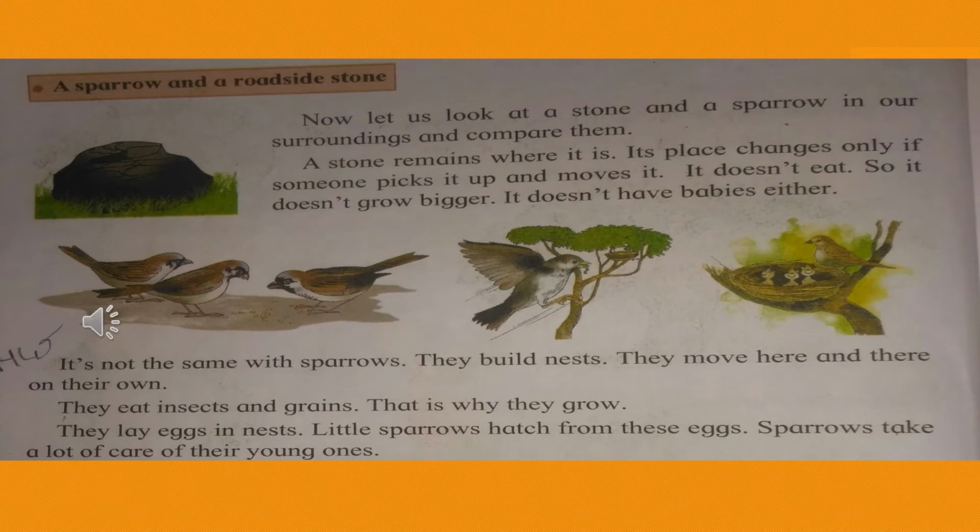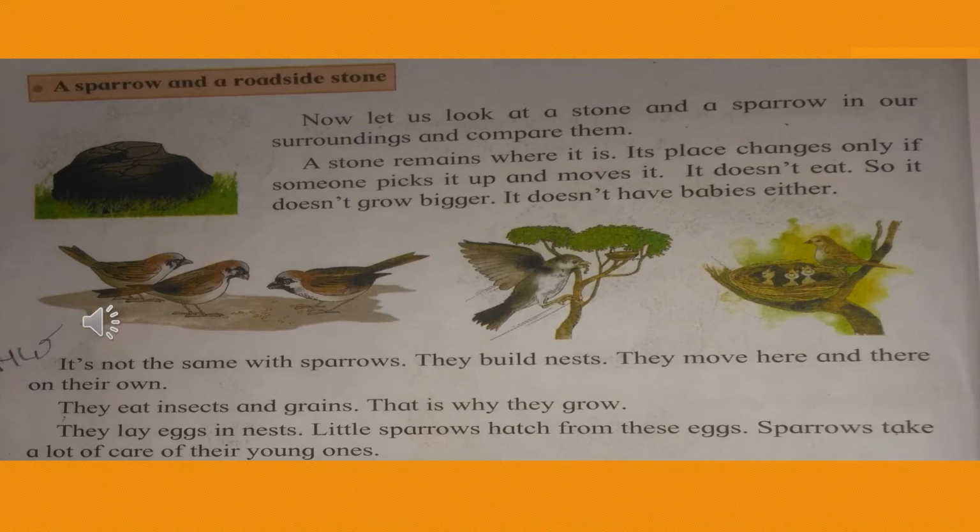Now let us see the difference between a sparrow and a roadside stone. Let us look at a stone and a sparrow in our surroundings and compare them. A stone remains where it is. Its place changes only if someone picks it up and moves it. It does not eat, so it does not grow bigger. It does not have babies either.